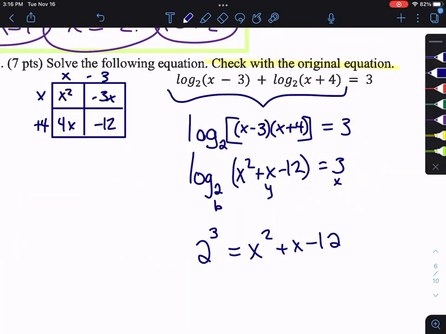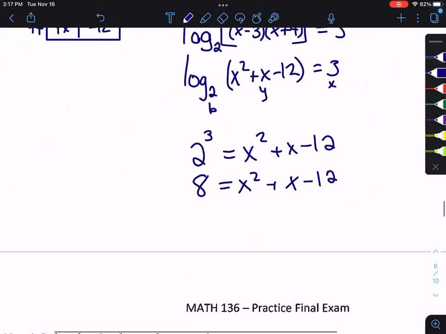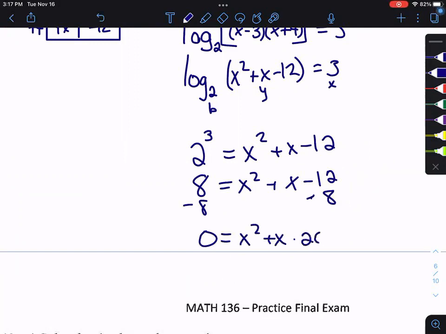Now we have a quadratic. We need to get 0 on one side so that we can factor it. Well, first of all, we need to figure out what 2 to the third power is. That is not 6. That is 2 times 2 times 2, which is actually 8. So we're going to subtract 8 from both sides. So 0 equals x squared plus x minus 20. We're going to factor that using our asterisk.